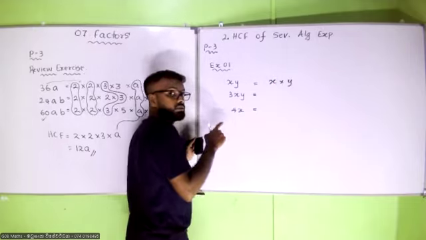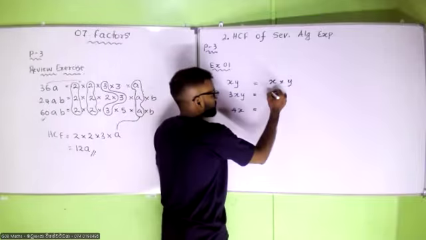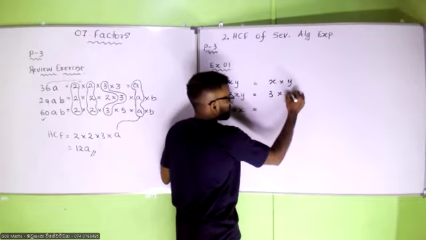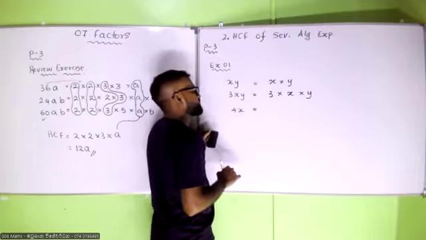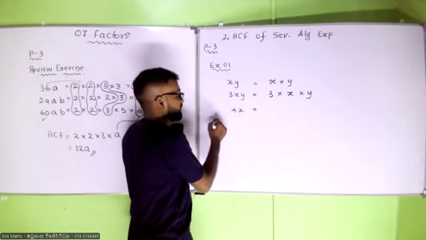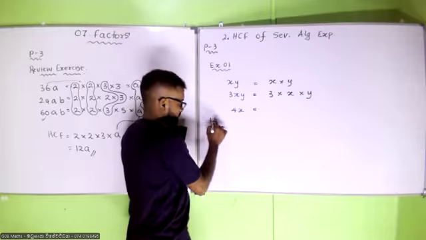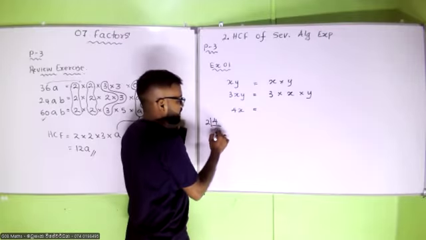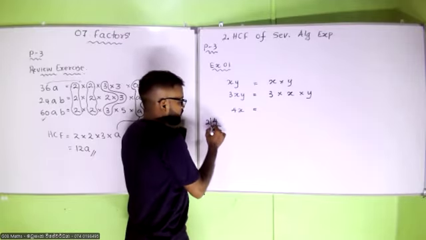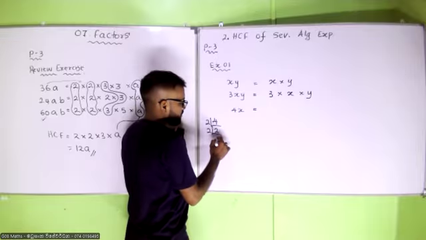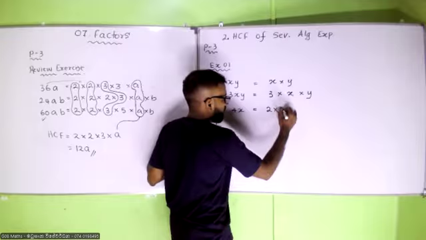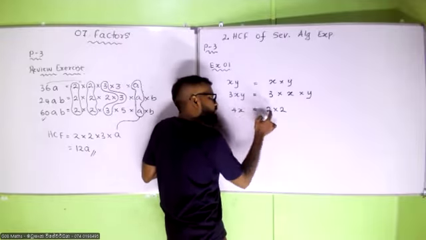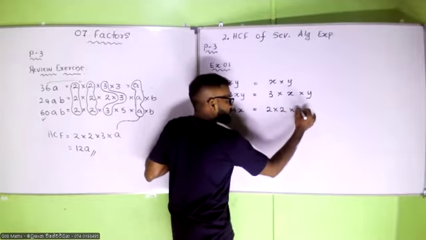Here we have 3xy: 3 multiplied by x multiplied by y. Then 4x. 4 can be represented as 2 times 2, like this, and this x can be represented as multiplied by x.